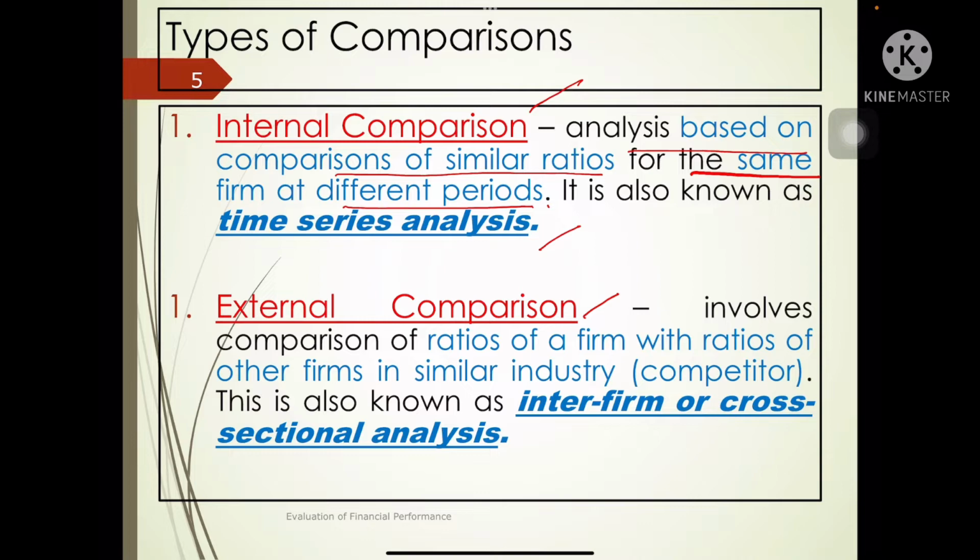What about the external comparison? External comparison is where we compare the firm's ratios with other firms in a similar industry. It means we have to compare with the same industry, just like I mentioned earlier: a firm in tourism should be compared in the tourism industry, and cannot be compared with manufacturing. This is what we call interfirm or cross-sectional analysis.